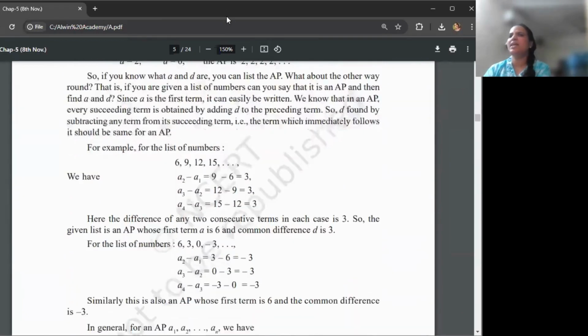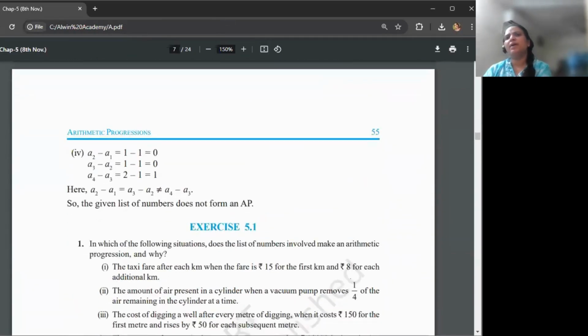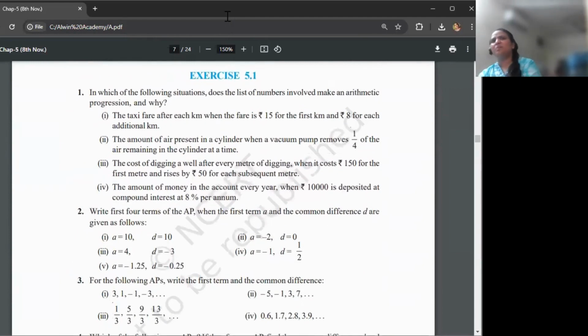Now, in this chapter, let us get started with the exercise only, okay? Why exercise? Because there's nothing much to explain now. We can do it side by side.